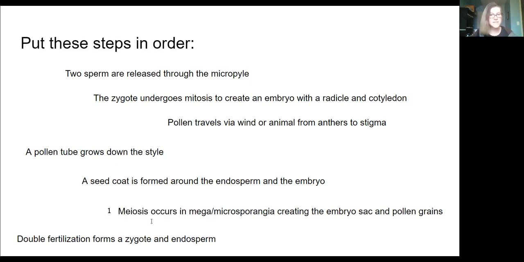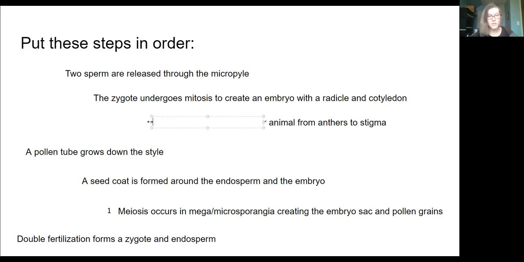So the megasporangia is in the ovary, the microsporangia are on the anthers, and that creates the embryo sac, which is 8 cells in the female section, and pollen grains. And it creates numerous pollen grains, but each pollen grain ends up having 2 important parts by the time it's done. It undergoes meiosis in a manner that creates multiple cells stuck together, and that's important because we're going to have multiple nuclei.